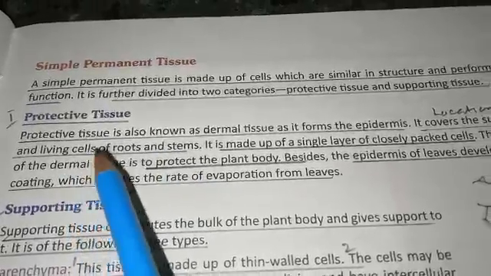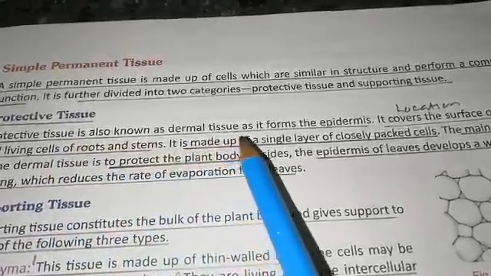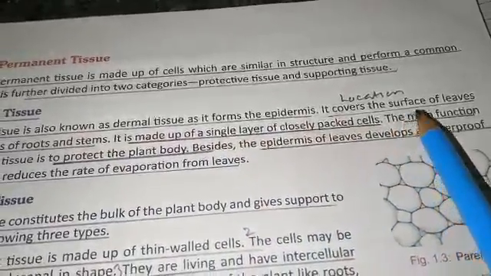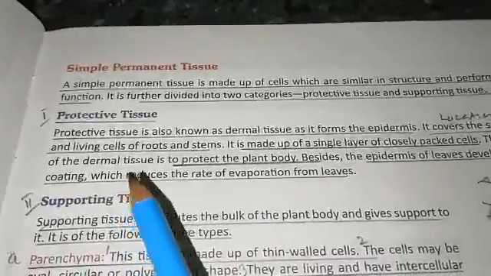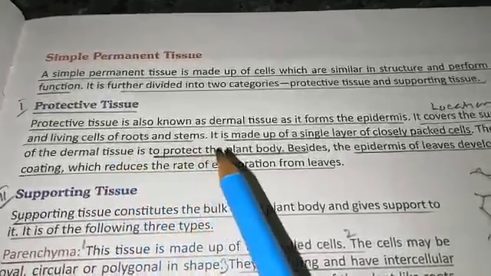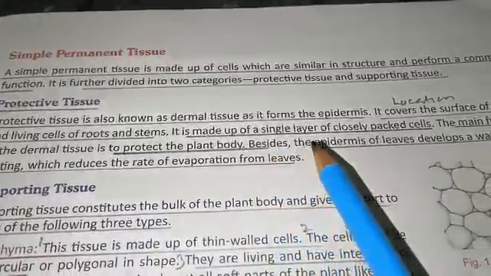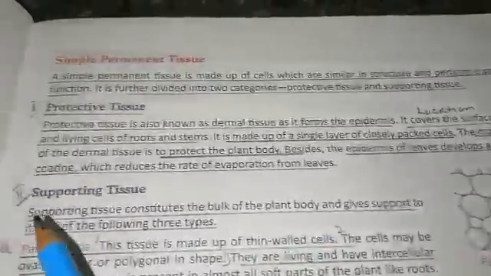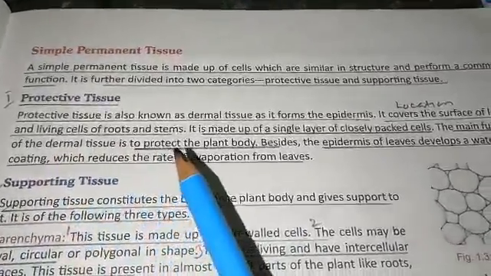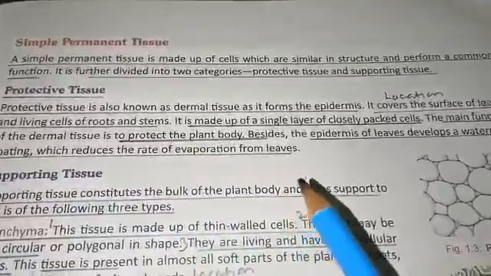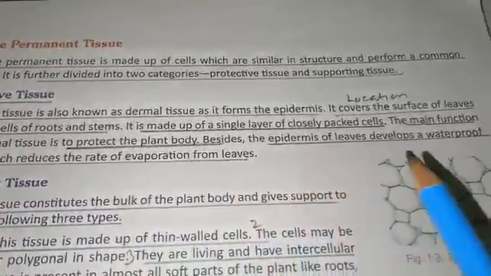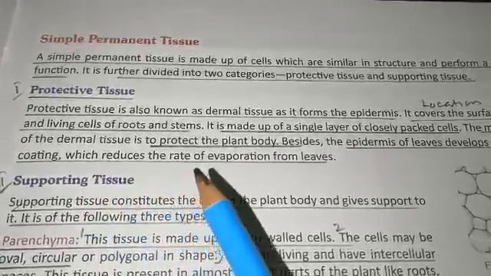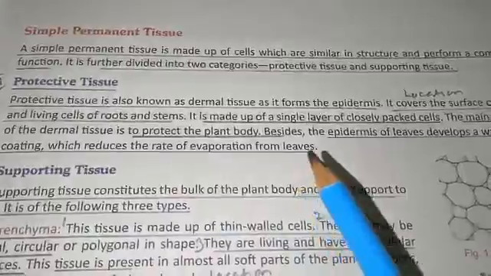Protective tissue. Protective tissue is also known as dermal tissue as it forms the epidermis. It covers the surface of leaves and living cells of roots and stems. It is made up of a single layer of closely packed cells. The main function of the dermal tissue is to protect the plant body. Besides, the epidermis of leaves develops a waterproof coating which reduces the rate of transpiration from leaves.